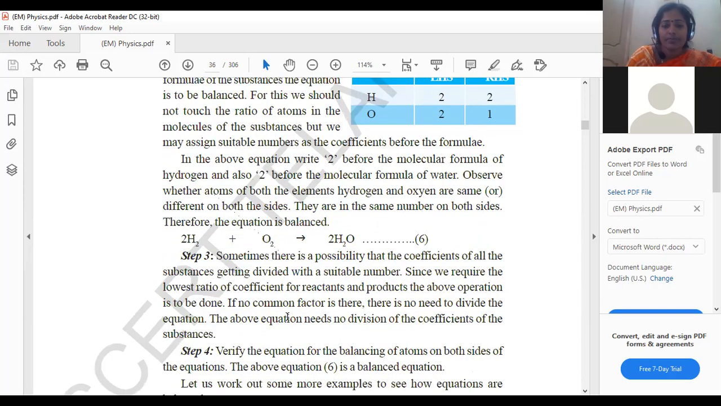So now step 3. What do we have to take in step 3? Sometimes there is a possibility of the coefficients of substances getting divided by suitable numbers, since we require the lowest ratio. So for example, we may take 4H2, 2O2, 4H2O is also possible. I'm taking one example. So let us practice on the whiteboard.